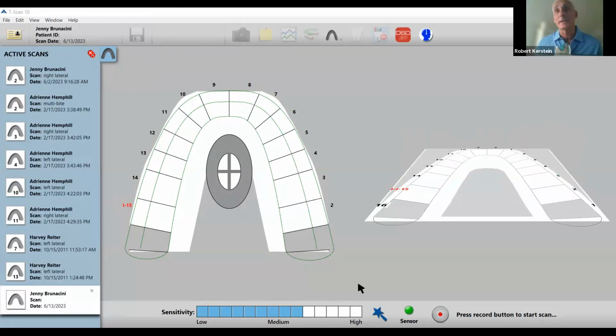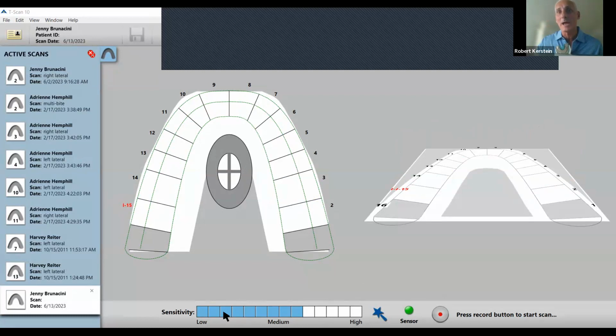And you can see all this pink. That's a useless recording. You really want to work on the bottom half of the scale. This is where you want the sensitivity to be. You might come up to the middle, but it's better to make your patient bite hard than it is to have the sensitivity way up. It's a big error to have the sensitivity way up.